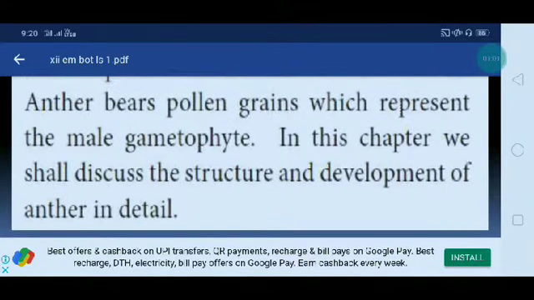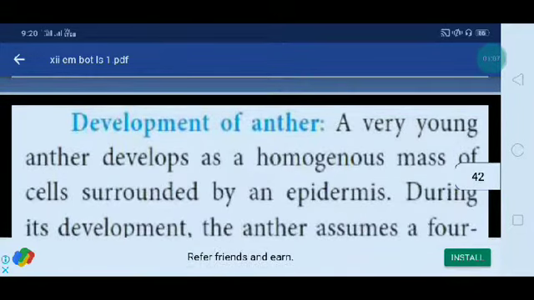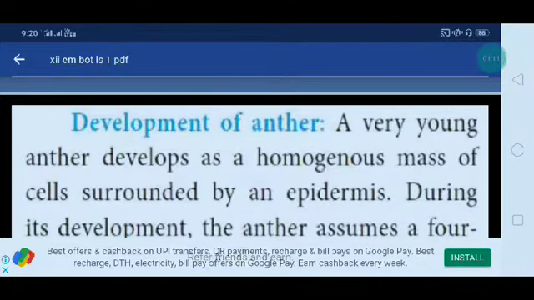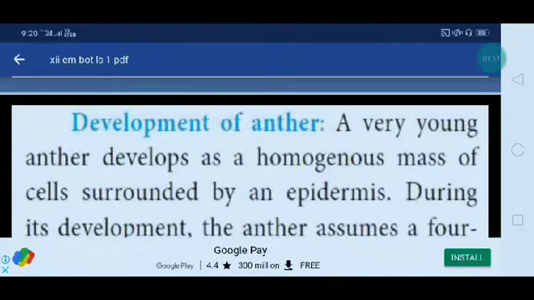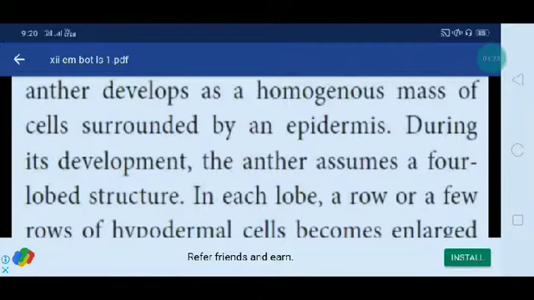In this chapter we have to discuss the structure and development of anther. First one, the development of anther. A very young anther develops as a homogeneous mass of cells surrounded by an epidermis. During its development, the anther assumes a four-lobed structure.